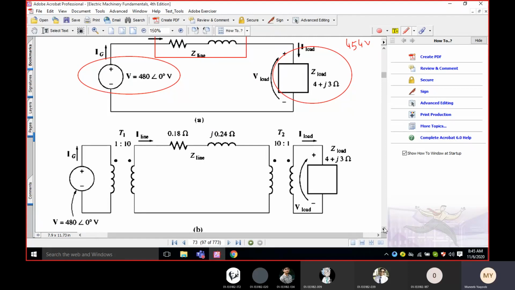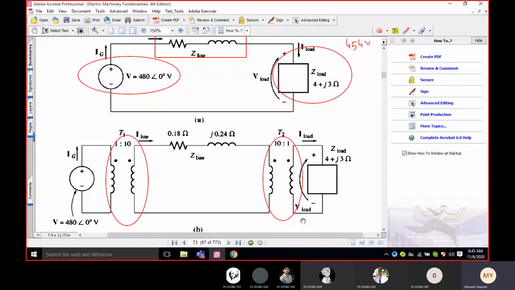So in the second part of this example, that is the B part, you can clearly notice that there are two transformers, one at the generation side. This is the first transformer, and the other at the load side. Right after generating 480 volts, the author has used one transformer to step up the voltage 10 times and at the same time step down the current 10 times. So the line current is 10 times reduced as compared to the generated current, and the line I square R losses are reduced.